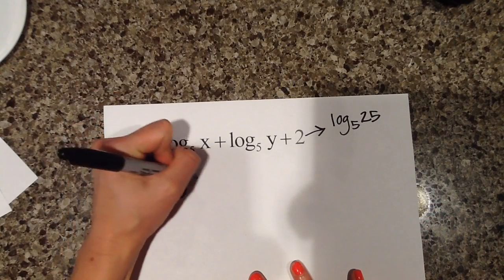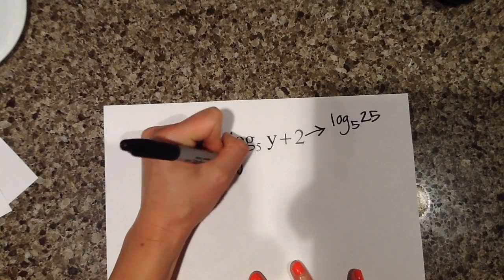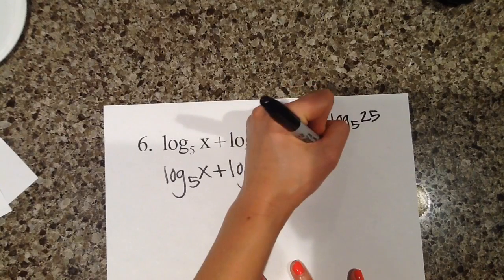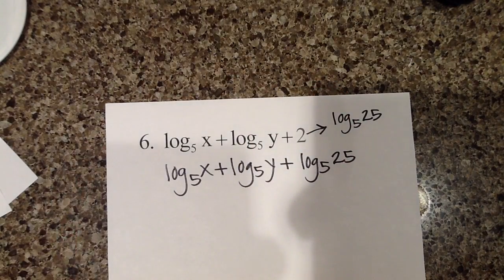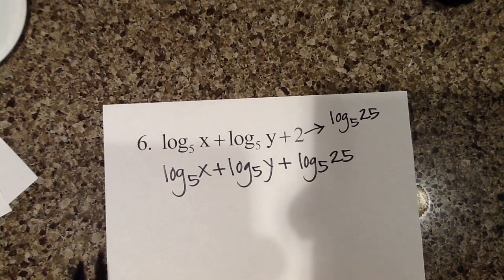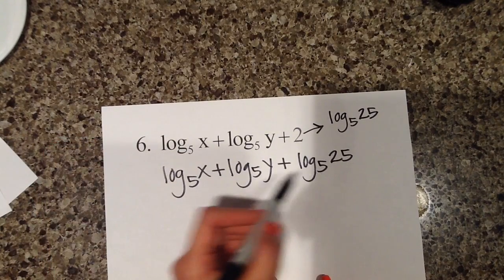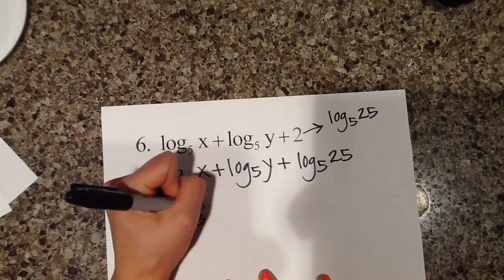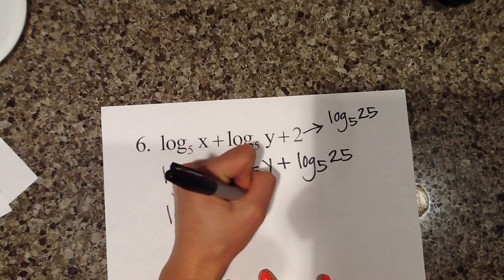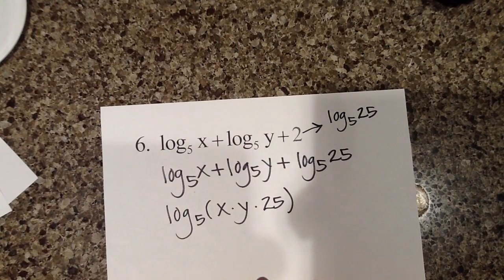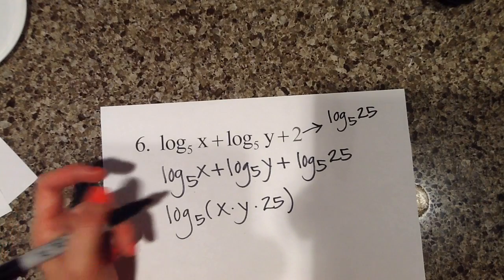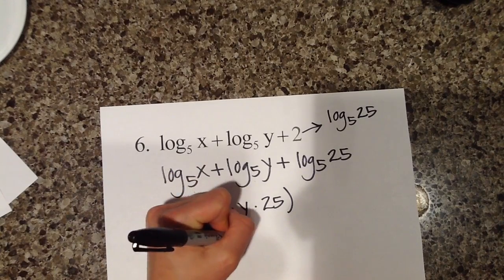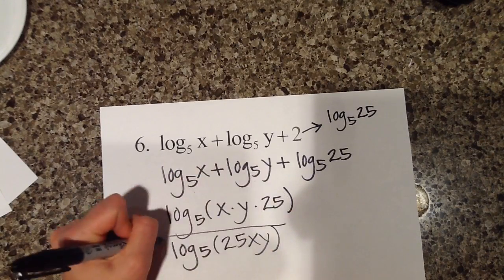So we've now got log base 5 of x plus log base 5 of y plus log base 5 of 25. And since all of these are addition, we're going to combine it to be a single log, again, since they have a common base of 5. And so this is going to become log base 5 of x times y times 25. To make things look a little bit how we're used to seeing, we're going to put that 25 in front. So log base 5 of 25xy is going to be our final answer there.